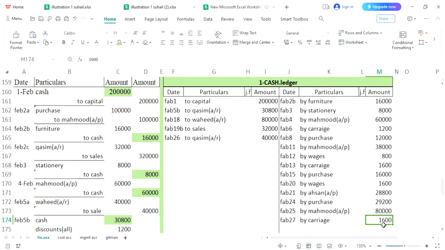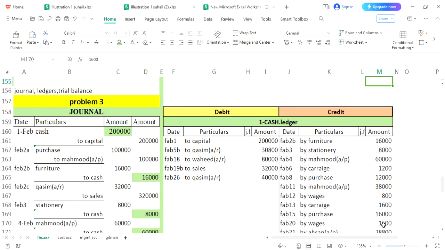Okay guys, we are solving problem number 3 as you can see over here, and we were making our ledger. Problem number 3. First ledger we were completing. This was cash ledger, and what we were doing, we were looking at cash in journal entries. If cash was present on debit side, as you can see 2 lakh, we have posted the same on debit side of the ledger.